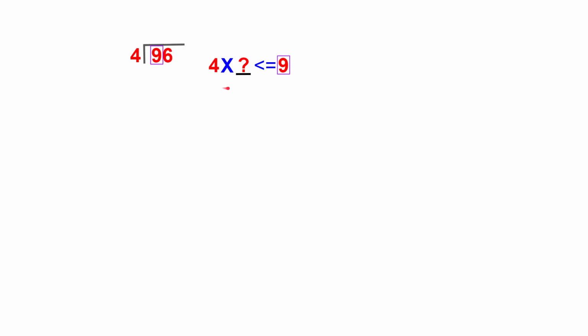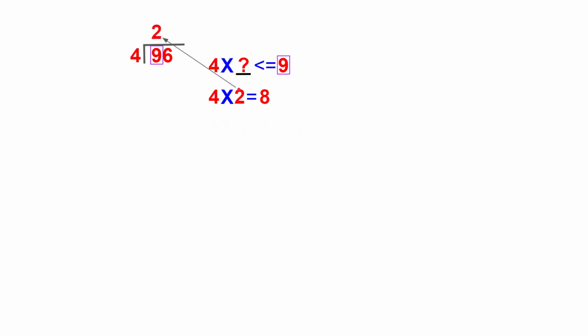So 4 times what is less than or equals 9? Let's estimate. 4 times 2 is 8, which is nice. Maybe it's our candidate or maybe not. Let's do 4 times 3. That's 12. That's greater than 9, so it's not good. Let's take it away and we'll use the 2.